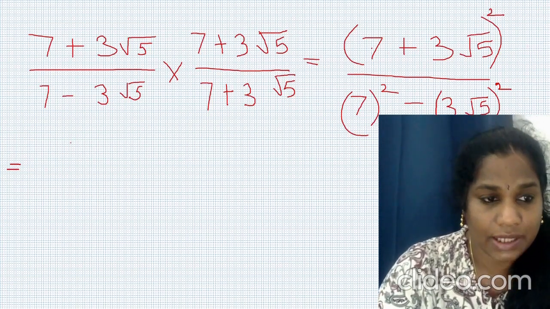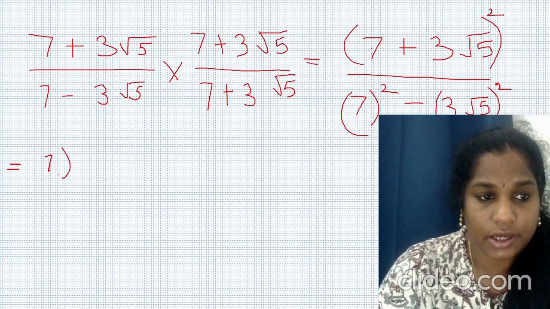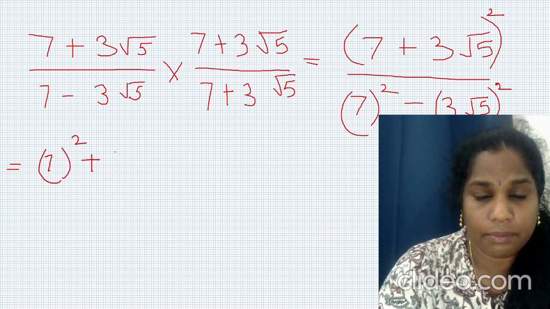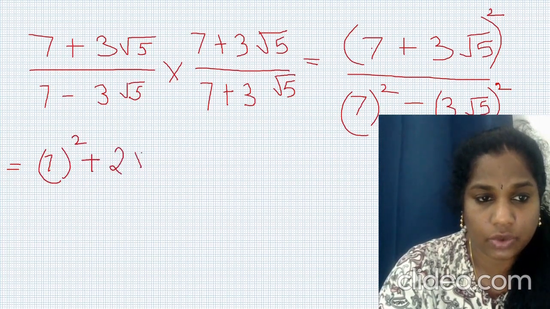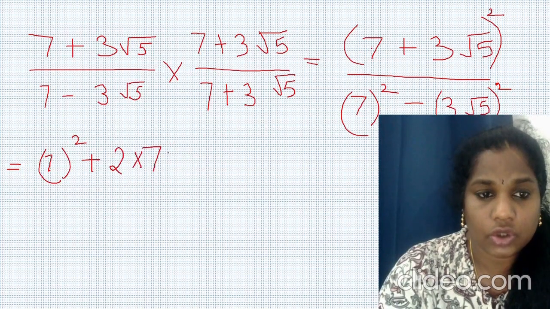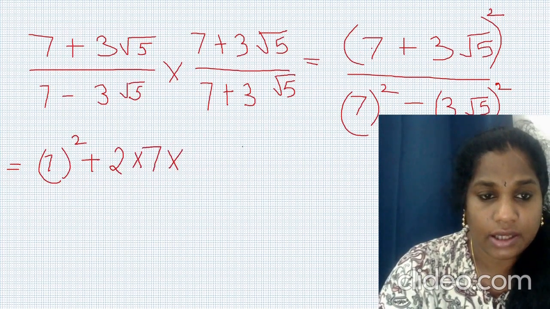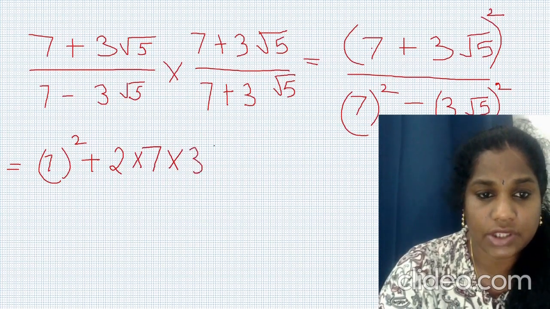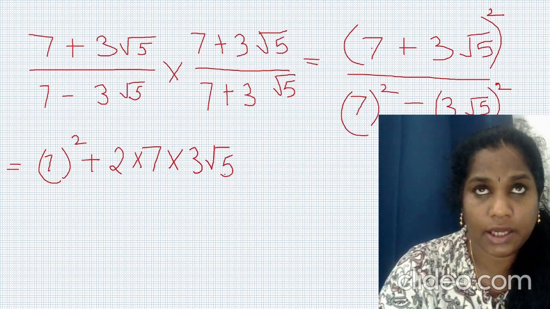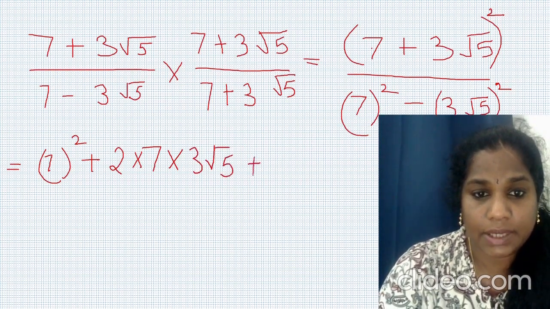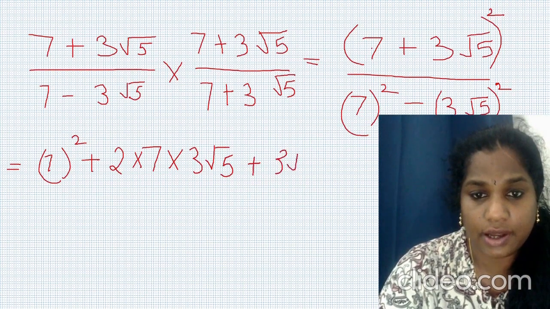So this will become A square plus 2AB. 2 into, what is my A here? 7 is my A. 2 into A into B. What is the B? 3 root 5. I will just write 3 root 5. 2AB plus B square. It is 3 root 5 square.